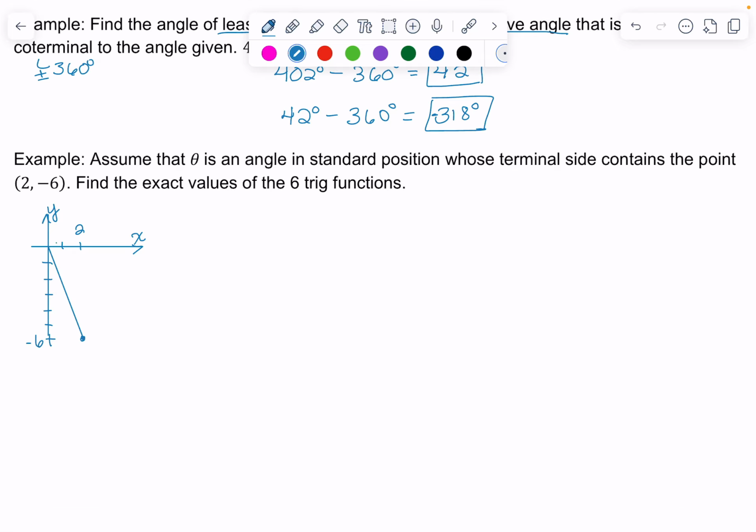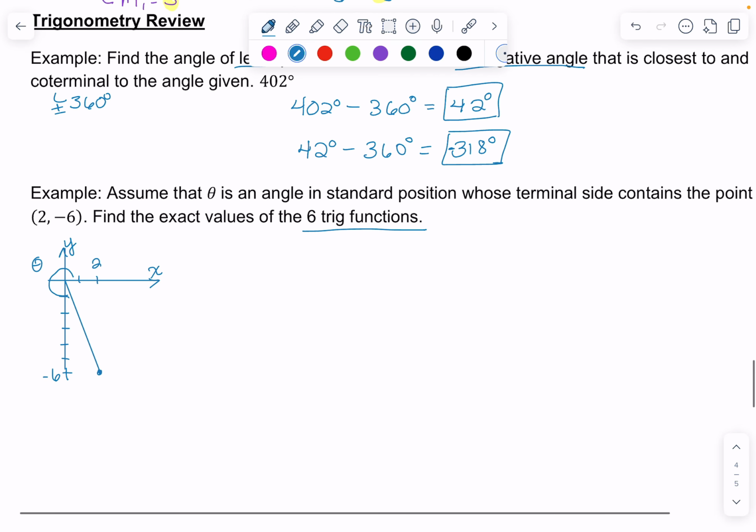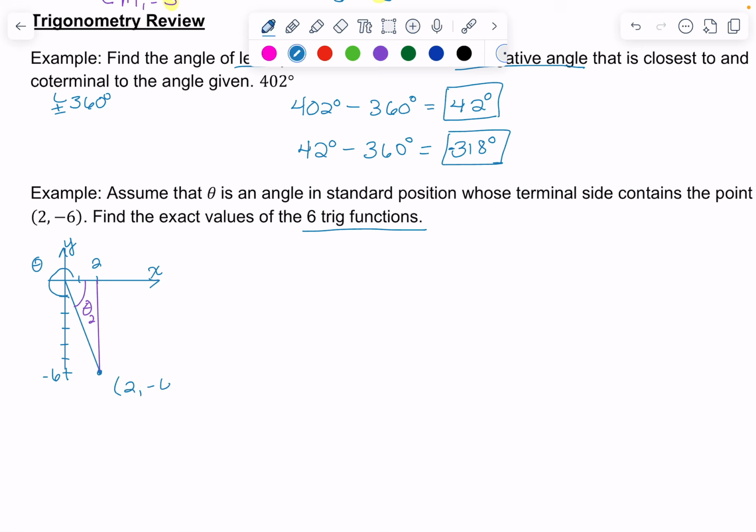That means that my angle looks like this, right? But what I know is that if I'm looking at the values for those 6 trig functions, I could also use this triangle and this angle here, because this is my reference angle, right? So it's kind of my theta 2. What I know is that this point down here is at (2, -6).